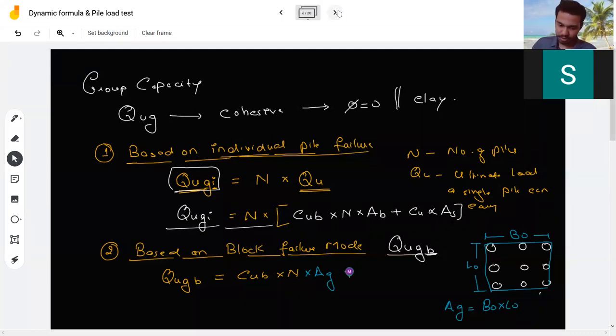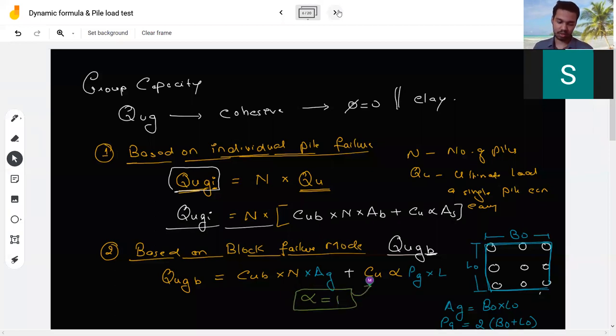प्लस again मैं कुछ terms को same रख रहा हूं. My Cu I am keeping as same. So multiplied by Cu multiplied by alpha. As की जगह पे you will have Pg into L. Pg is what? Pg is basically the perimeter of it. Perimeter कैसे निकालते हो? It's a rectangle. L0 plus B0 plus B0 plus L0. I can write it as 2 times of B0 plus L0. इसका perimeter निकाला मैंने. Perimeter मतलब you're adding all the sides. And L is the length of the pile which is embedded. And one more thing, while having this formula, you should note that your alpha is equal to 1. Your alpha in this formula, it's equal to 1.